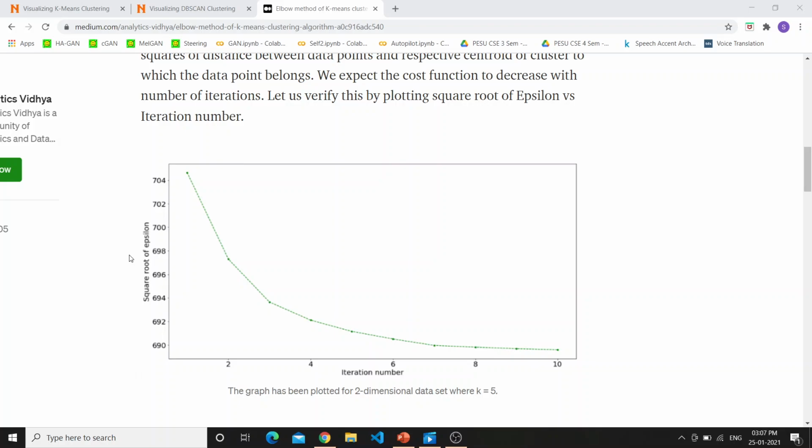What is epsilon? Okay, epsilon in this case is the wrong graph. It's the graph of epsilon versus iteration number. The K value is fixed for this one. Usually the graph is K value versus loss. I don't know what epsilon here refers to.